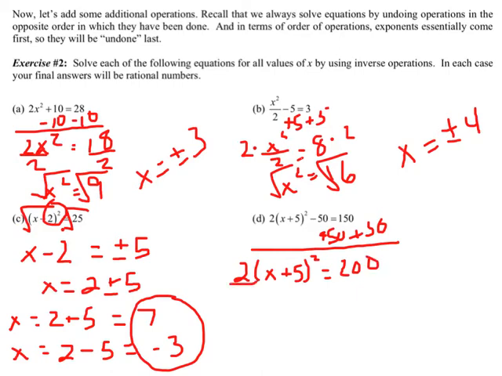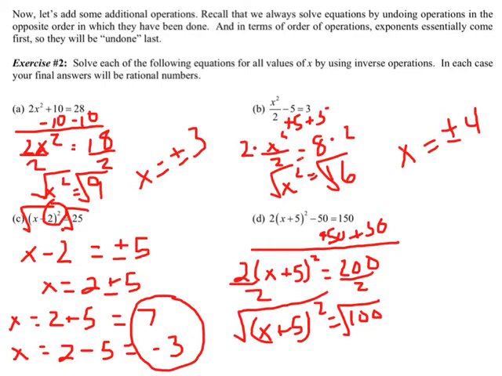Then I got to get rid of this 2 out in front, so I divide both sides by 2, and I get x plus 5 squared equals 100. And now I'm down to that square, so how do I undo squaring? Square root both sides. So I will get x plus 5 equals plus or minus 10, because the square root of 100 is 10. So then I subtract 5 from both sides, and I get x equals negative 5 plus or minus 10.